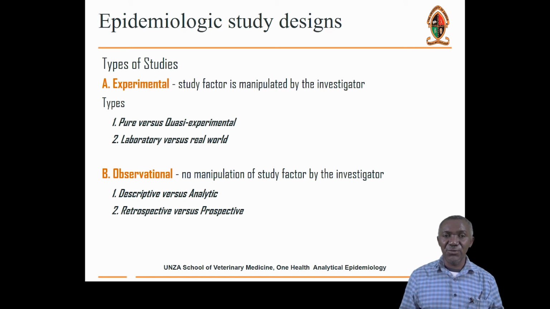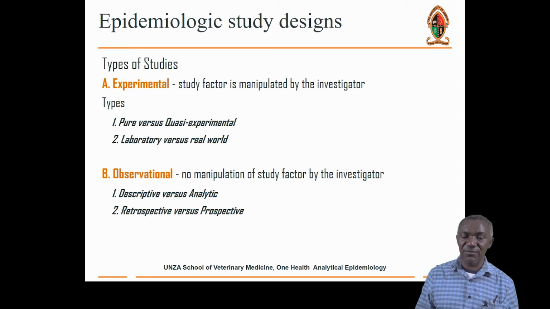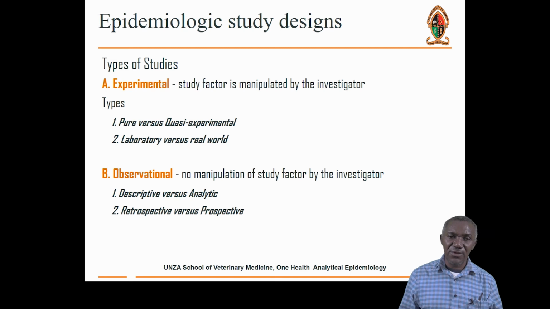And then you do what? You make an intervention. After you make an intervention, you do an observation. You observe, and then after you observe, you record the information from your observation. And so, under the experimental study design, you see that the major factor here is that the investigator does the manipulation. He allocates a treatment to groups.